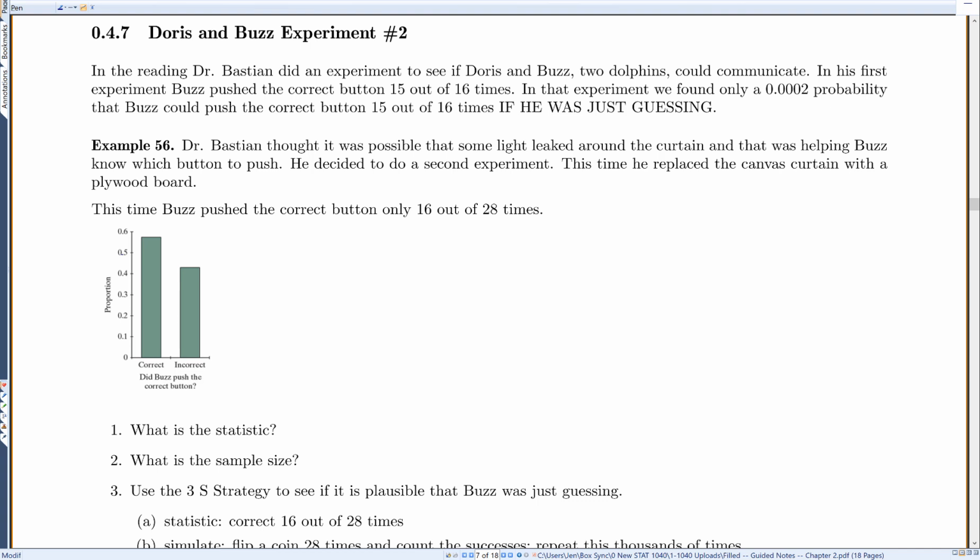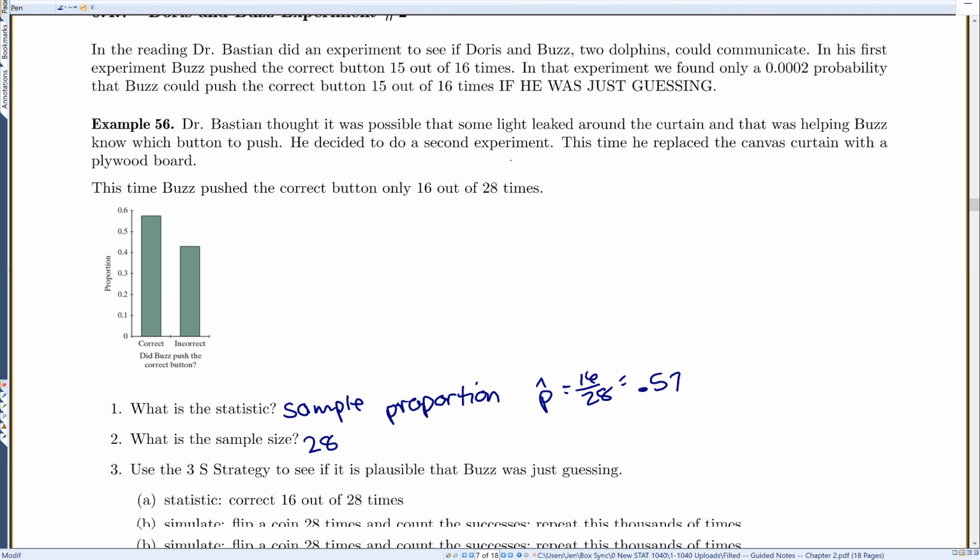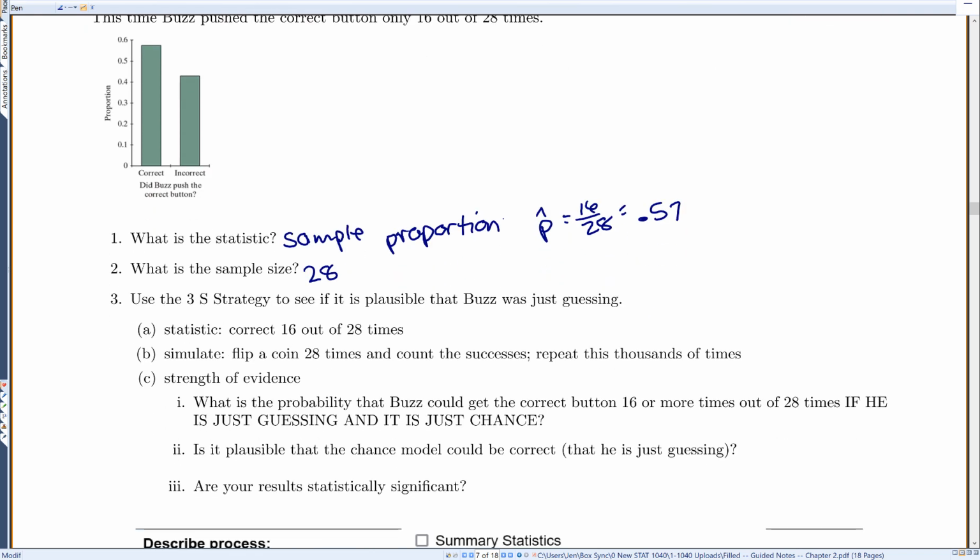So first, what is the statistic? That would be our sample proportion. And we need to actually calculate it. So we'll use our notation of p hat, and that's 16 divided by 28, or 0.57. Let's see, now what is our sample size? How many times did we do it? 28 times. So let's use our 3S strategy to see if it's plausible that Buzz was just guessing.